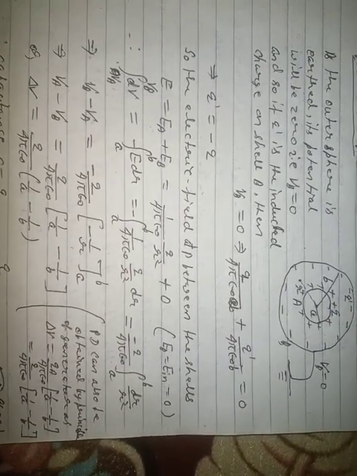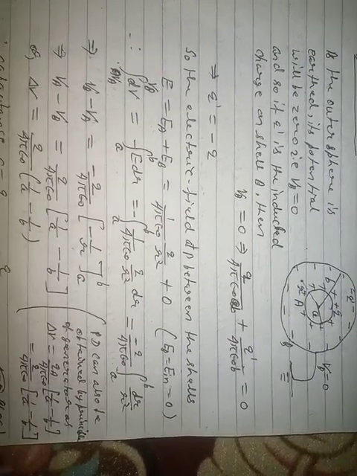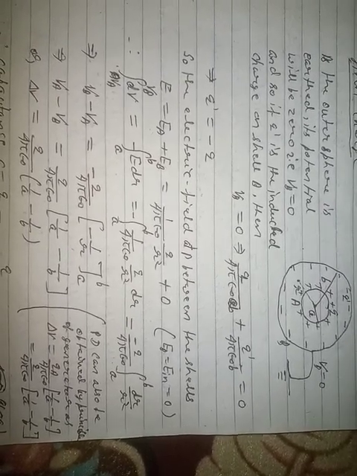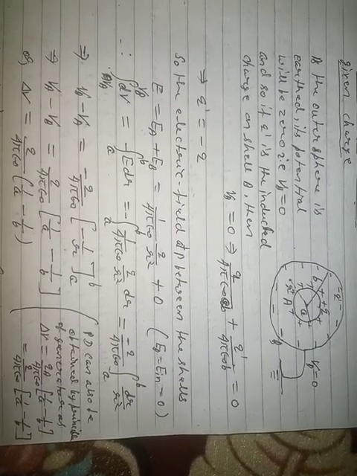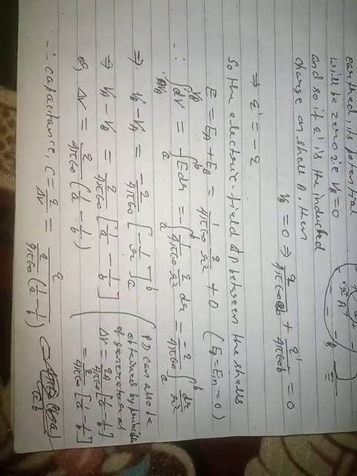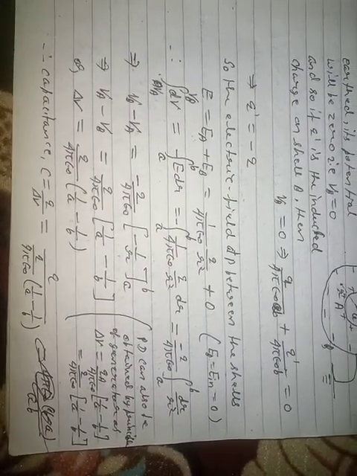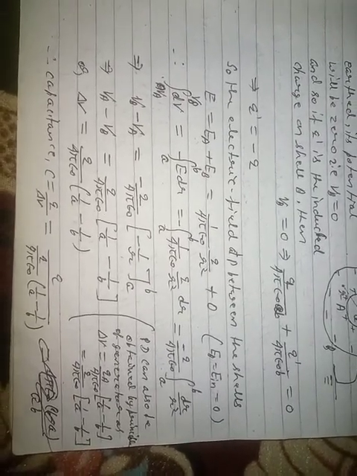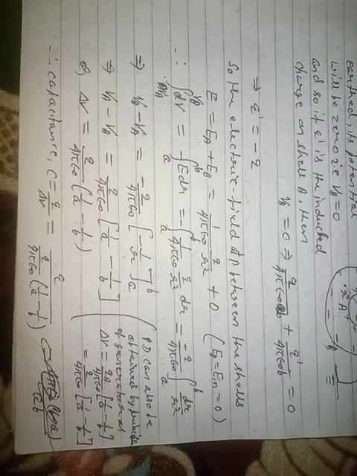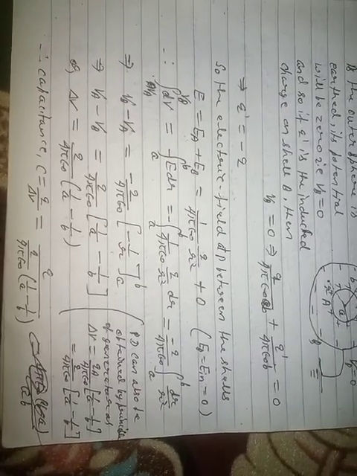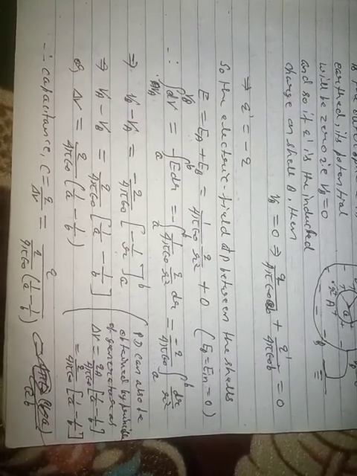So the electric field at P between the shells, E equals EA plus EB, equals 1 by 4 pi epsilon naught Q by R square plus 0. EB equals E inside equals 0. Hence integration VA to VB dV equals minus integration E dr to the limit A to B, equals minus of integration A to B 1 by 4 pi epsilon naught Q by R square dr, equals minus Q by 4 pi epsilon naught integration A to B dr by R square.